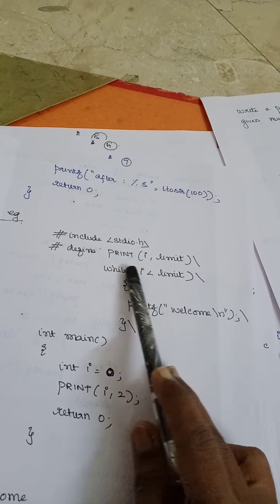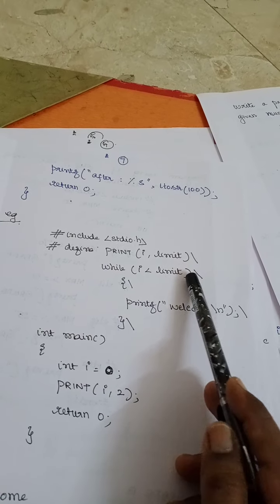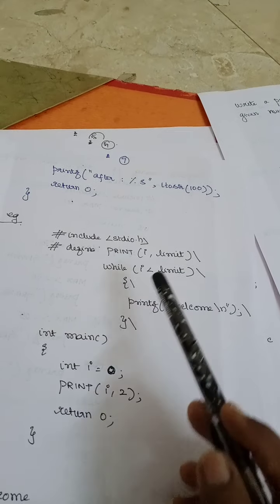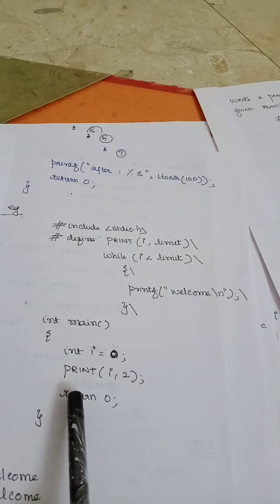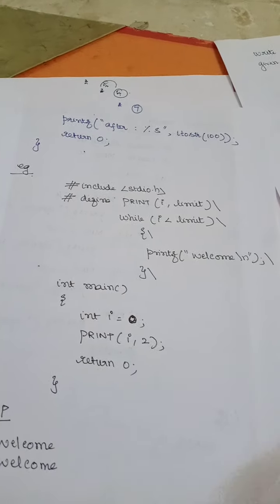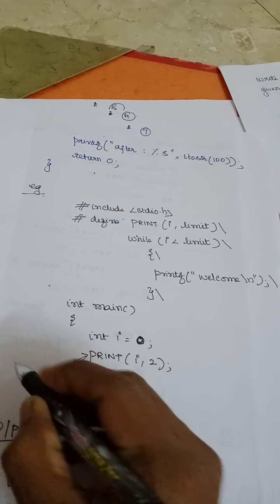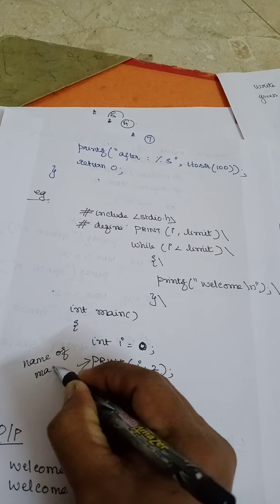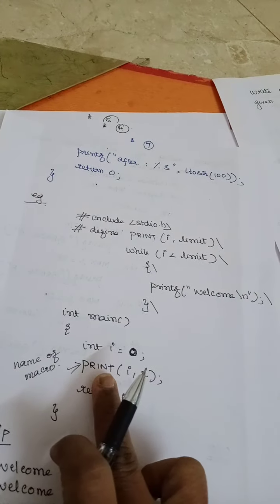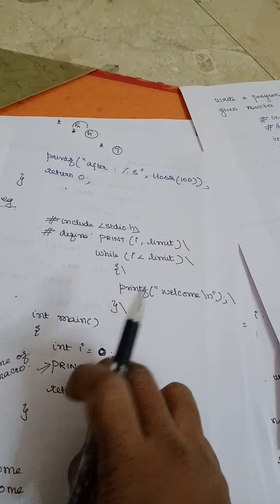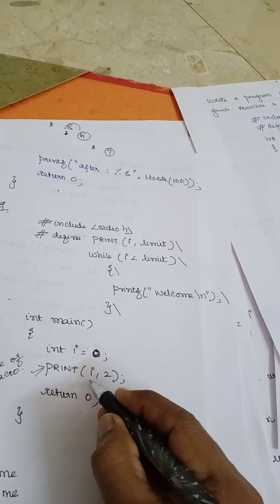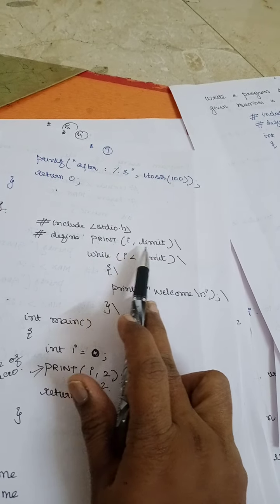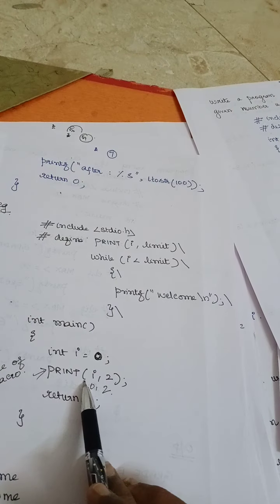Now here I have not given it in a single line. I have used multiple lines. I already told you you can have multiple lines, right? So int main, I is equal to 0, print. This is going to be the name of the macro, I comma 2. So I 0 comma 2 will be there, right? So in the place of print I comma limit, this entire statement will be substituted.